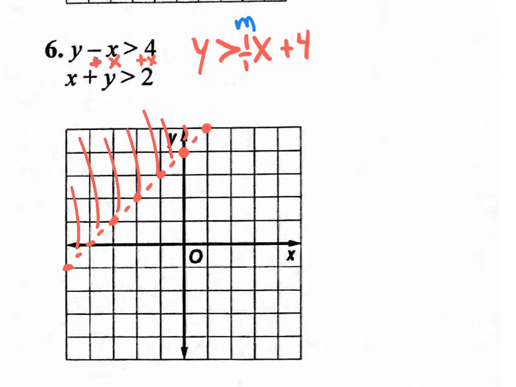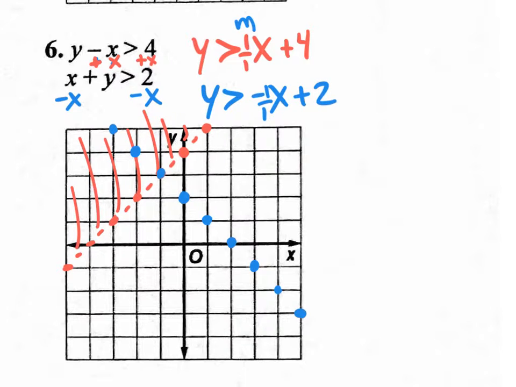Okay, now the bottom one, I want to do in blue. Again, I'm going to subtract x. Y is greater than negative 2. I'm sorry. Y is greater than negative x plus 2, which means that the slope is negative 1 over 1. So it crosses at 2, and you're going to go down 1 over 1. You're going to go down 1 over 1, down 1 over 1, and keep going. Use that pattern backwards, and you'll go up here.